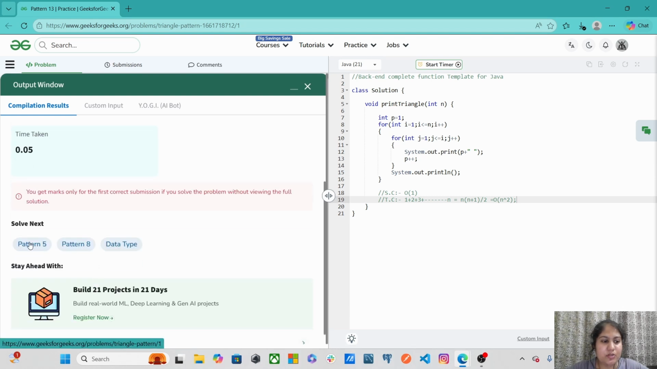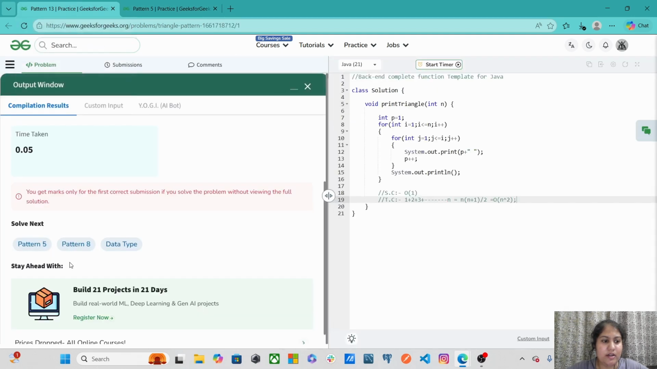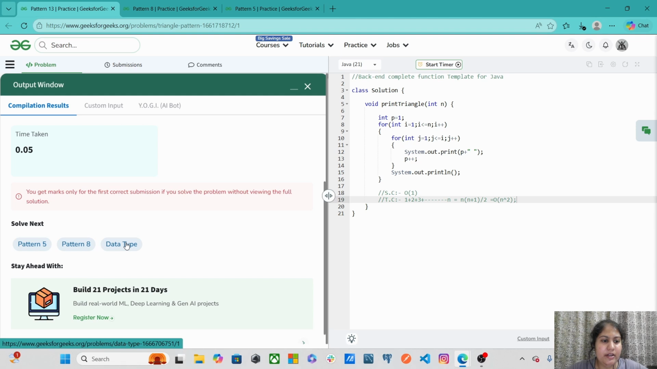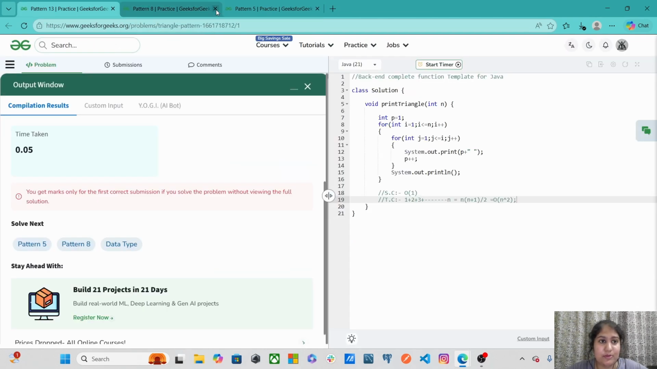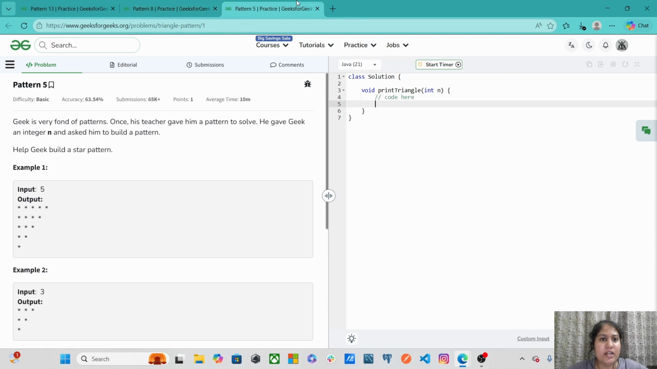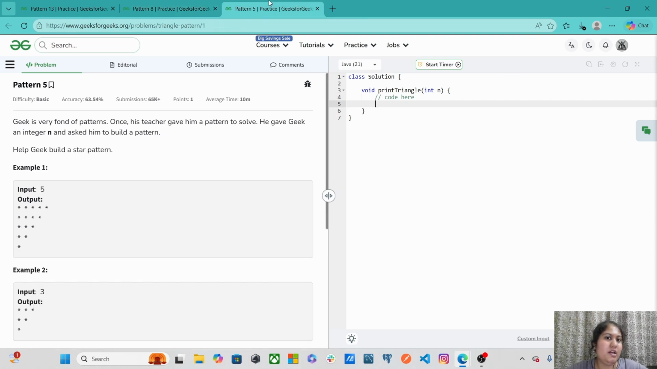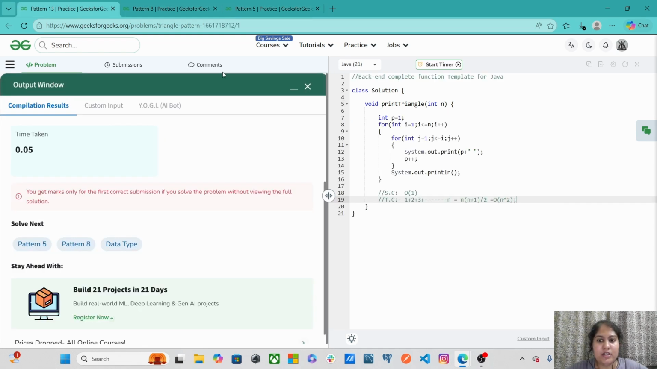And guys, please solve these patterns. Pattern 5. See, it is so easy. Inverted left angle triangle. Pattern 8. Yeah, we can work on pattern 8 on Monday. So let's solve pattern 8 and pattern 5. I know pattern 8 might be difficult, but what about pattern 5? You guys can work on pattern 5. That's all about it guys.